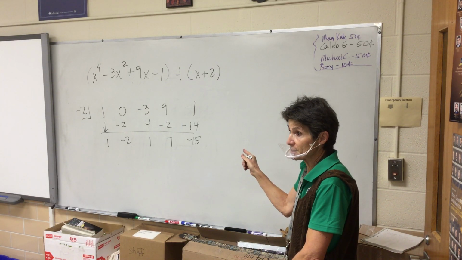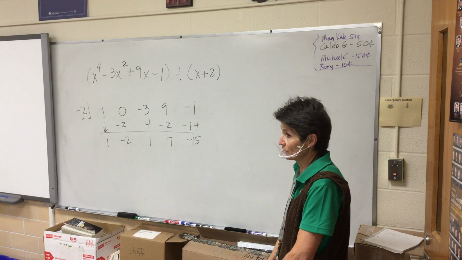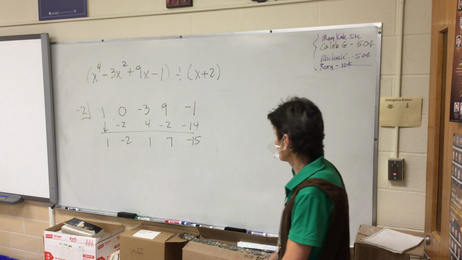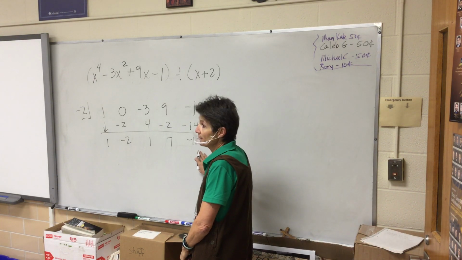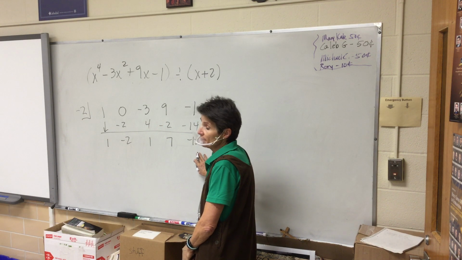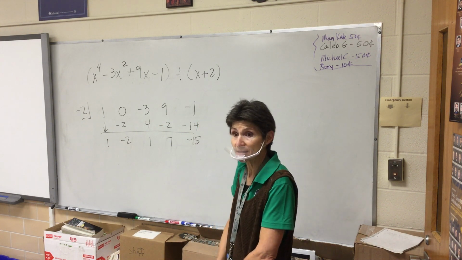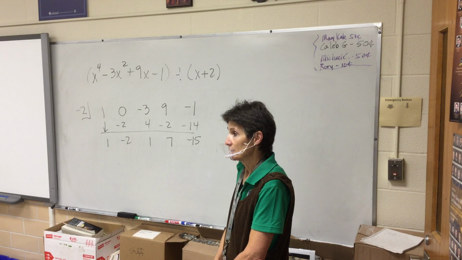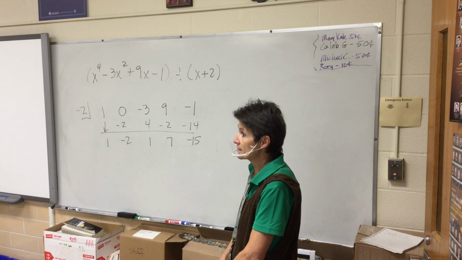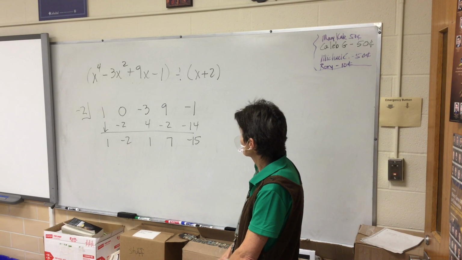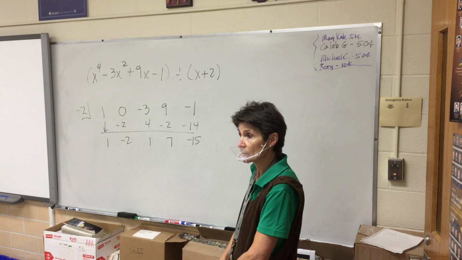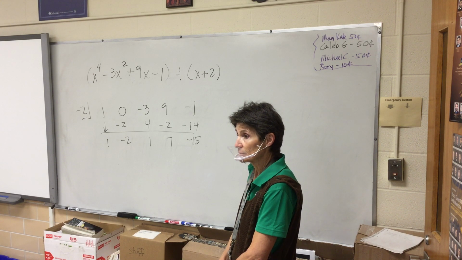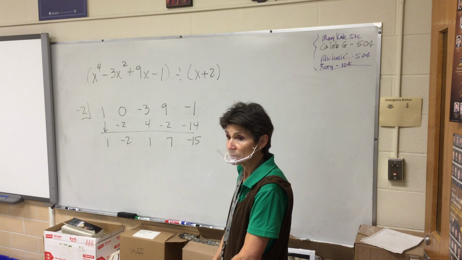If I did that right, this is not a factor because the remainder is -15. And if it's a factor, the remainder has to be 0. And it's not. Okay?